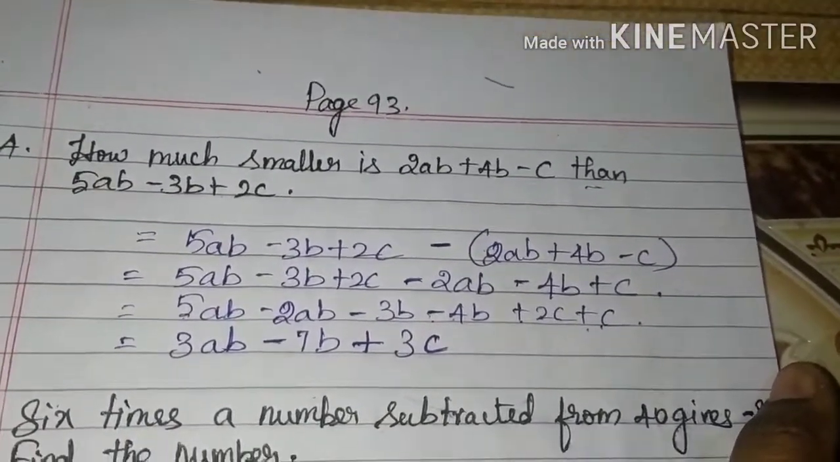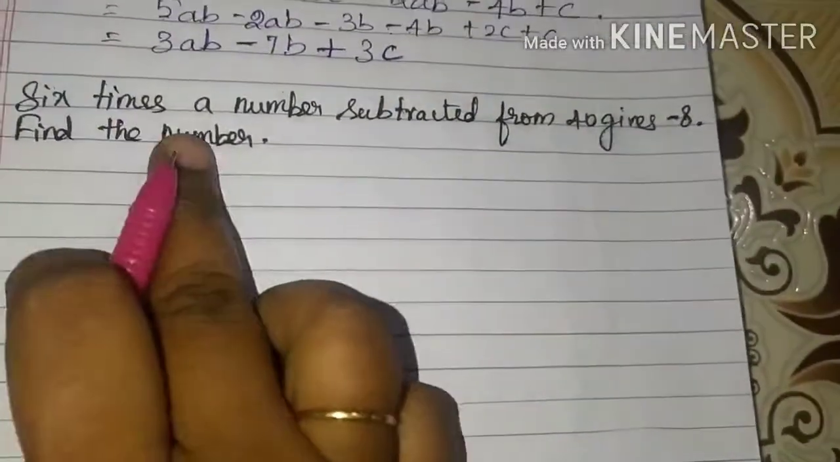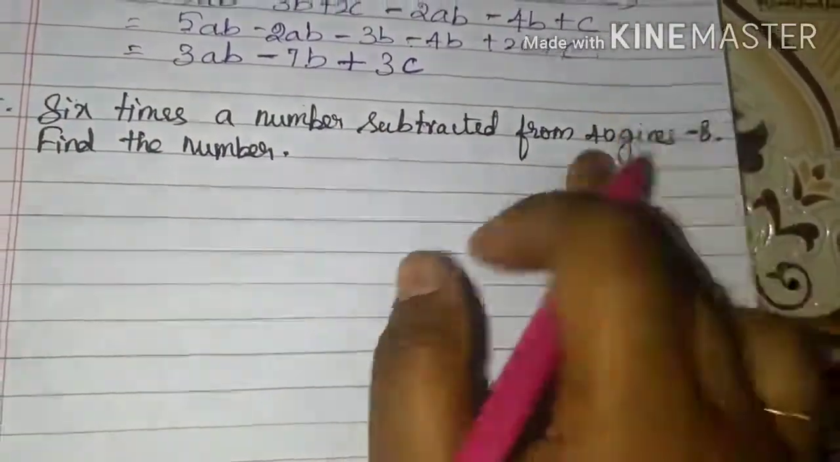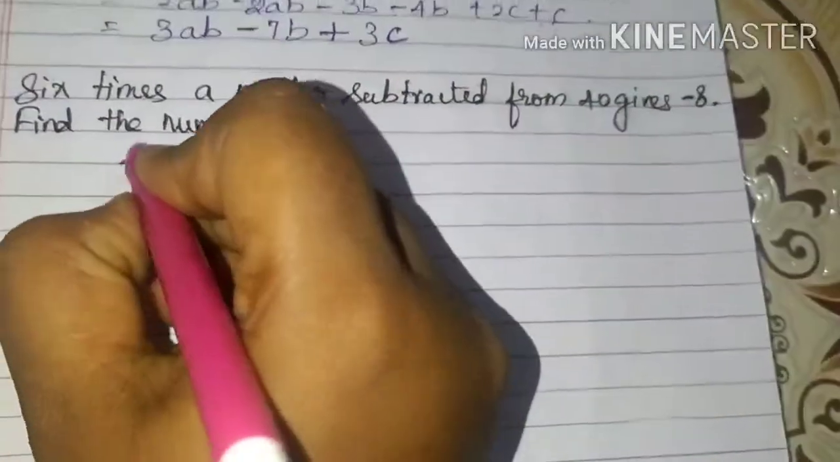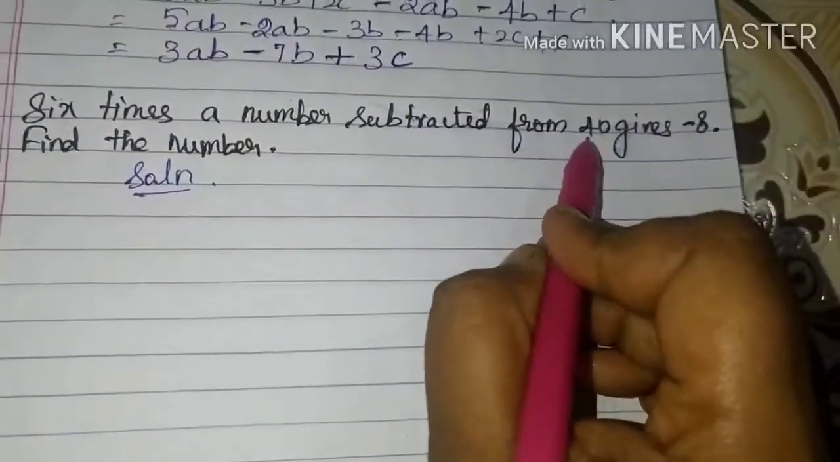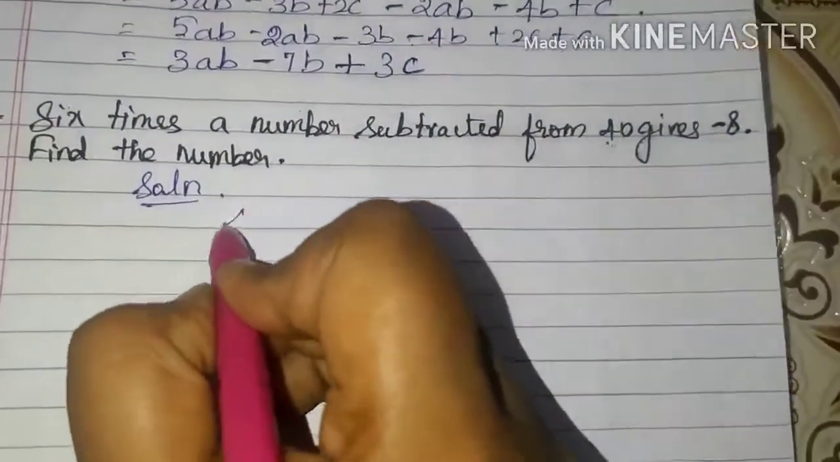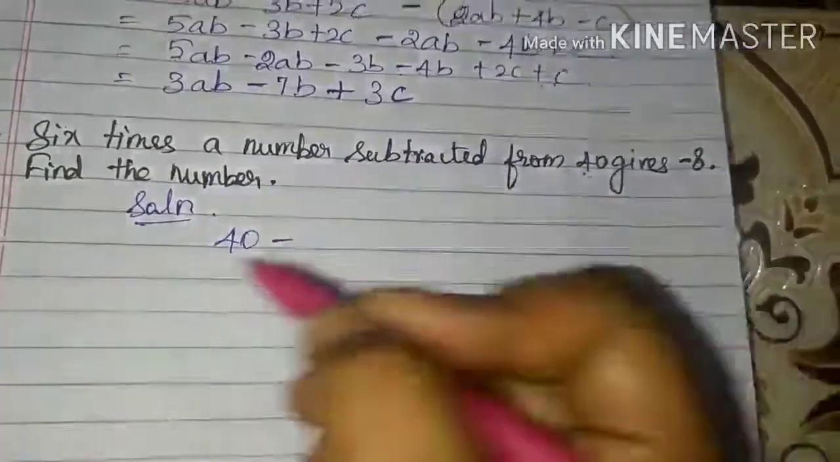Okay, very much simple. So next is we want to solve this fifth sum. 6 times a number subtracted from 40 gives minus 8. Find the number. Okay, very much simple children. So solution you write. Okay va, from next what is there? 40 is there. So 40 want to come first. Subtracted they given. So want to give the minus.